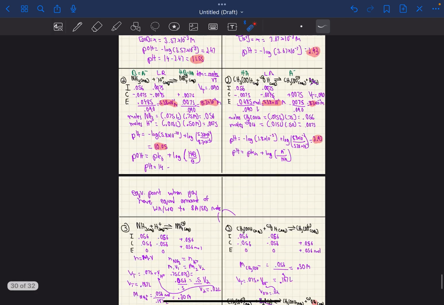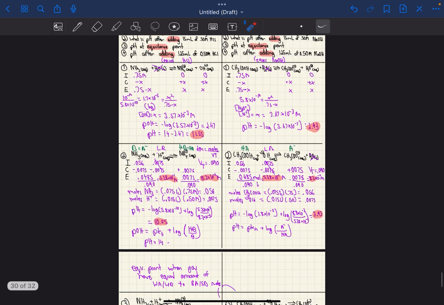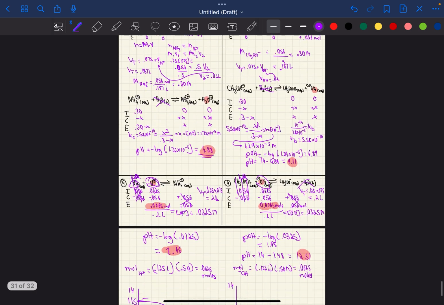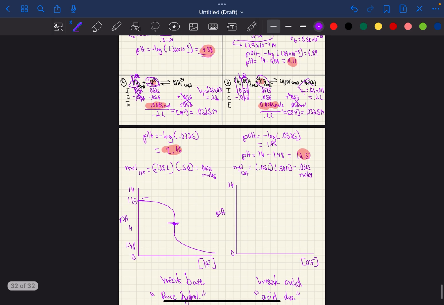You went from a pH of 11.55 to a pH of 1.48. And doesn't this graph look pretty much just like that? Assume this was 11.5, and this right here was 1.48. And at the equivalence point, which is right here, your pH is going to be what did you get? 4.88. My scale might be a little off. I'm not trying to get perfection, but you guys get the idea, right?